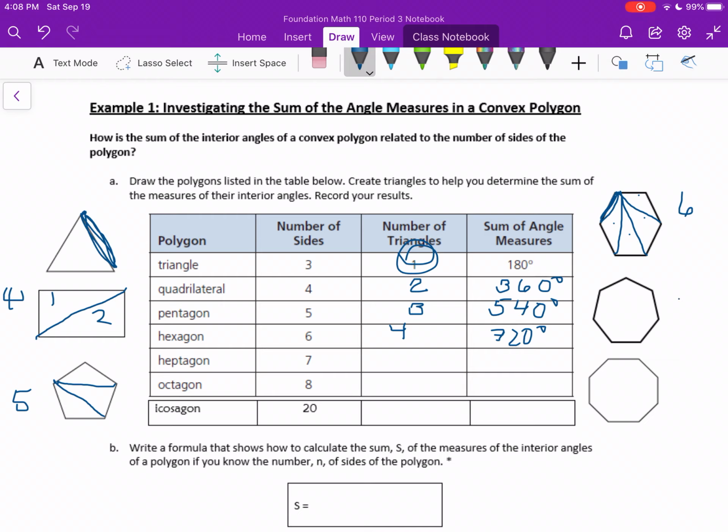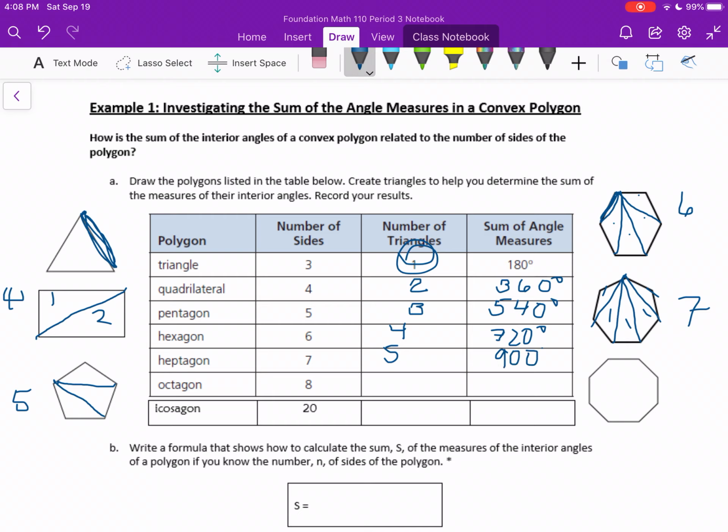All right, next one. My heptagon, my 7-sided shape, is right here. So I'm going to go from this vertex. Oh, that's not a straight line at all. Let's try that again. All right. We're going to go from this vertex to that one. That original vertex to this one, down to that corner, down to that corner. So this time I have 1, 2, 3, 4, 5 triangles. So 5 times 180 degrees is 900 degrees.